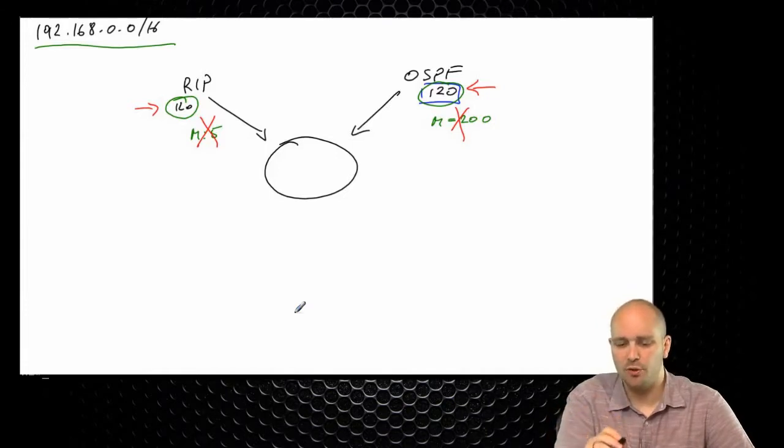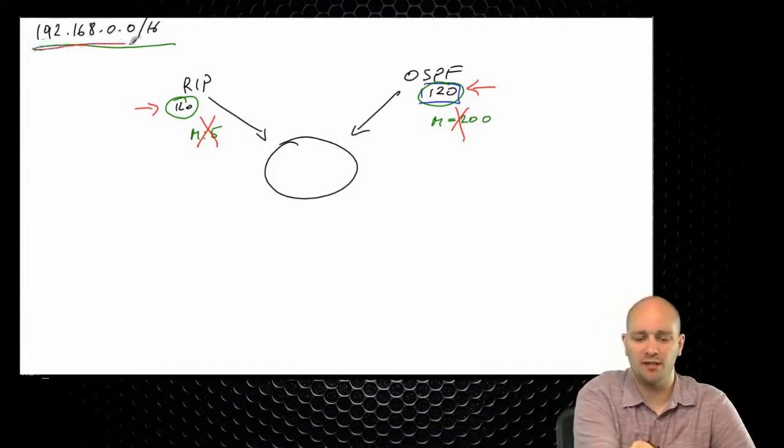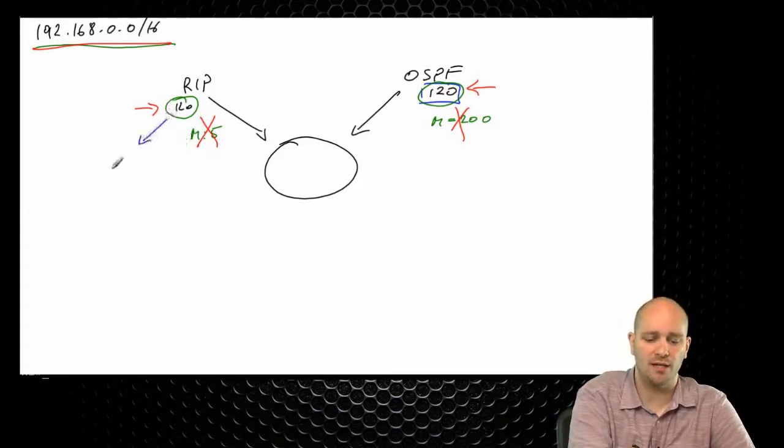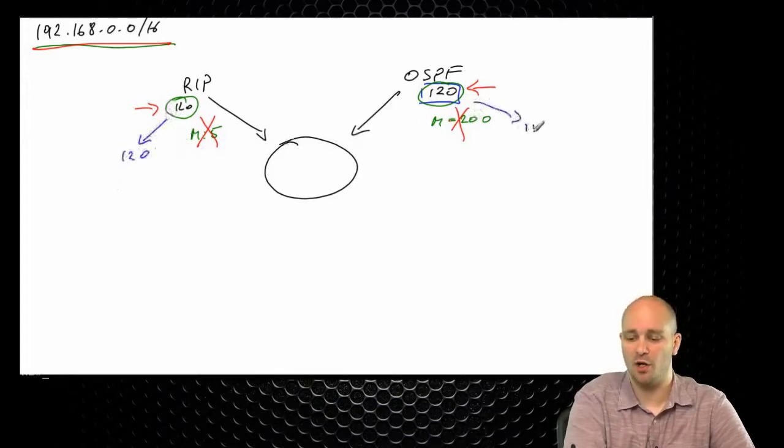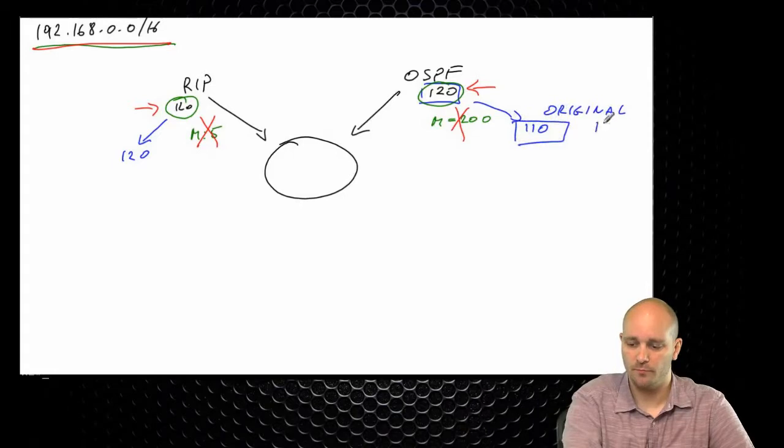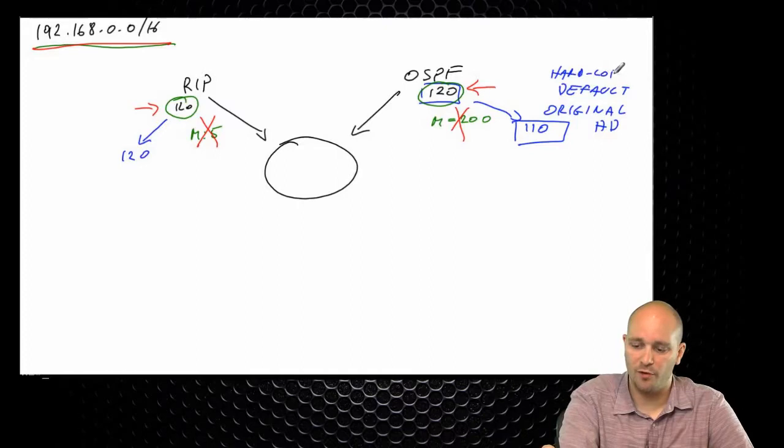So what we need to do here is to choose which one of these 192.168.0.0/16 routes is the best. This is where the original admin distance will be compared. The original hard-coded admin distance. For RIP, this is 120, and for OSPF, this is 110. So based on this value, the original admin distance, or the default, or the hard-coded, call it whatever you want to call it.